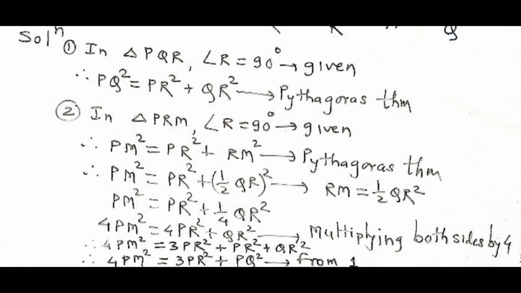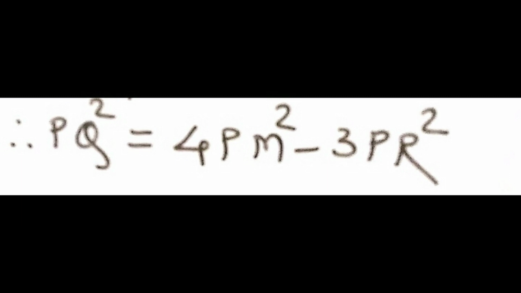Therefore, 4PM square is equal to, I will split 4PR square as 3PR square plus PR square, plus QR square. So the next step is 4PM square is equal to 3PR square plus this PR square plus QR square. I know that is equal to PQ square from statement number 1. Thus I prove that PQ square is equal to 4PM square minus 3PR square.